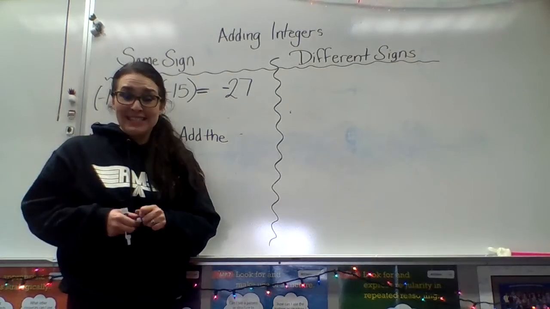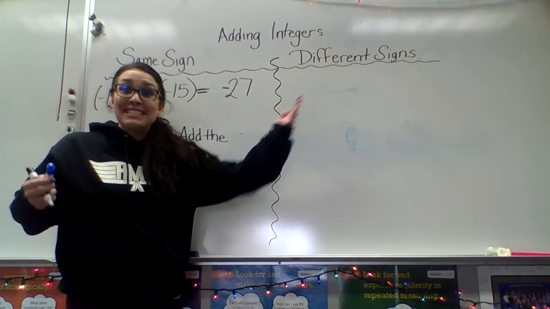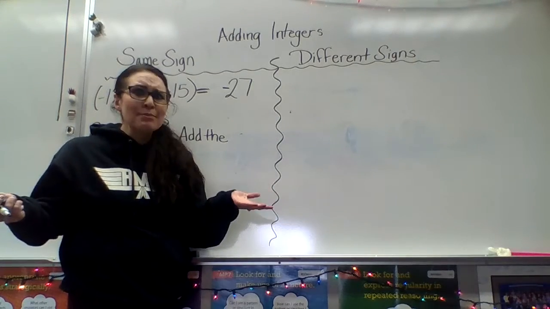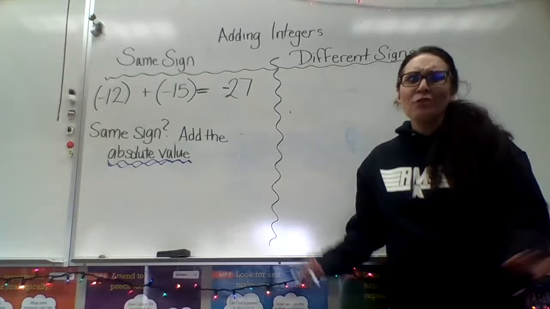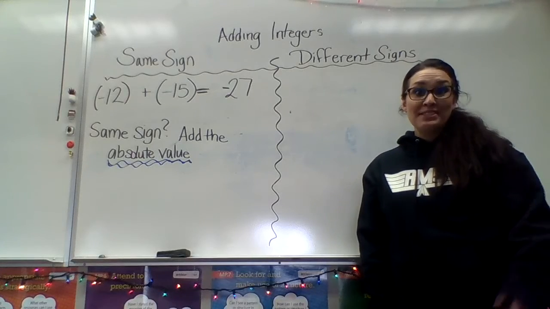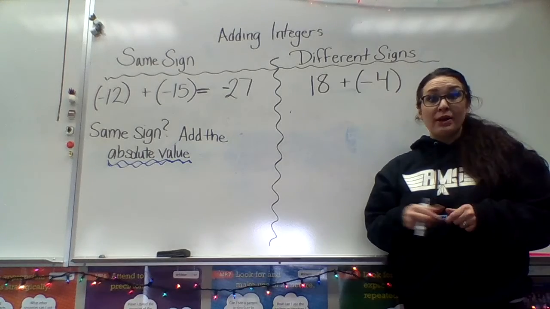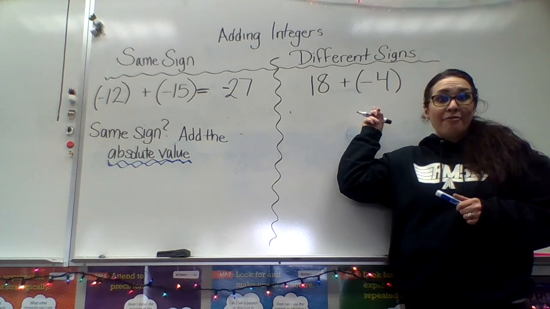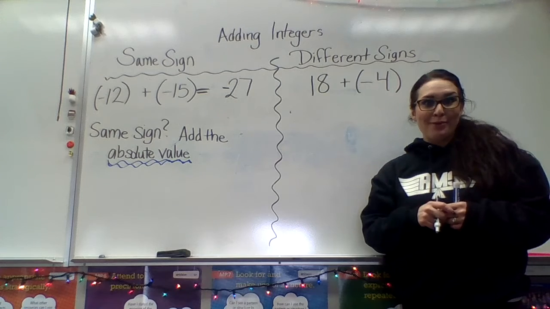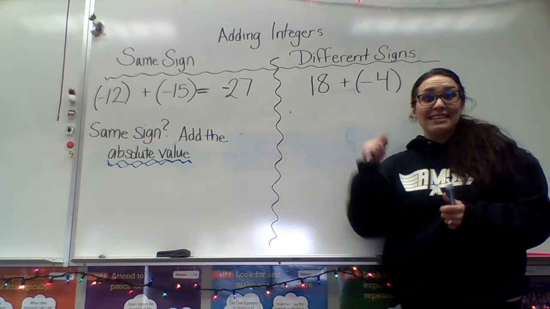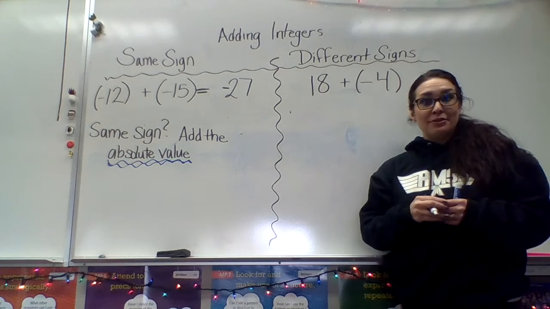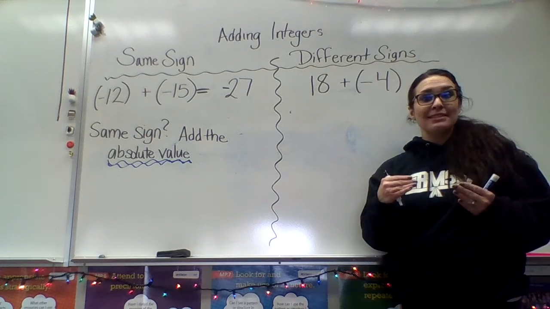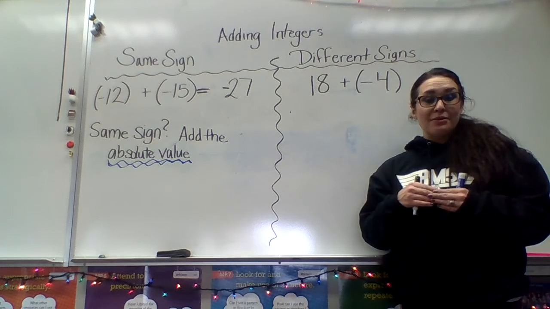But what if I'm trying to add integers that have different signs? Is that even possible? Of course it's possible, but it's a little bit different. So let's try this problem. We're going to have a positive 18 plus a negative 4. So when we are looking at a problem with a positive and a negative number, the first thing that you do is you're going to find the difference between their absolute values.